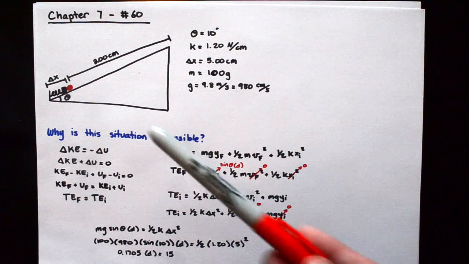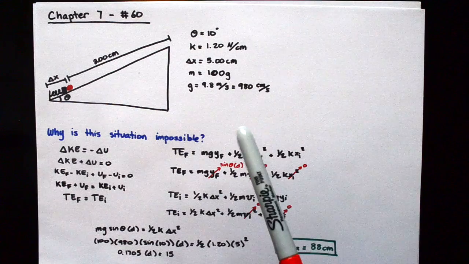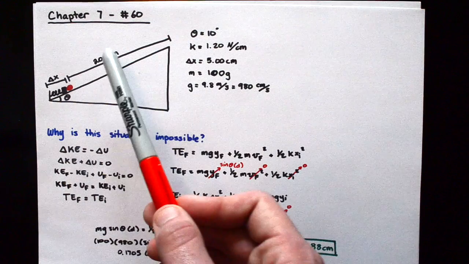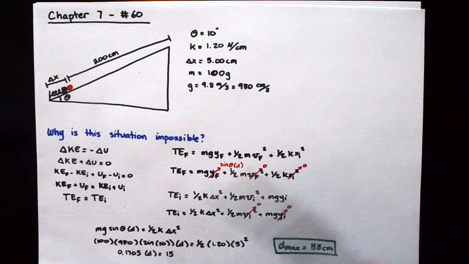So the reason that this situation is impossible is because with all these variables, the total distance that your ball can travel is only 88 centimeters, and it has to surpass 200 centimeters in order for the ball to be in play during the pinball.